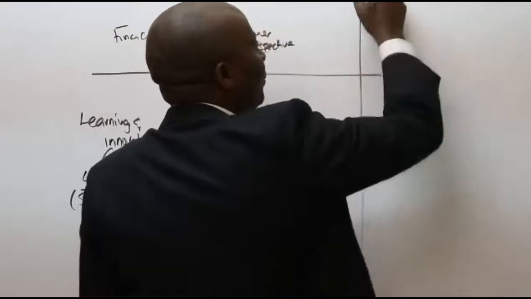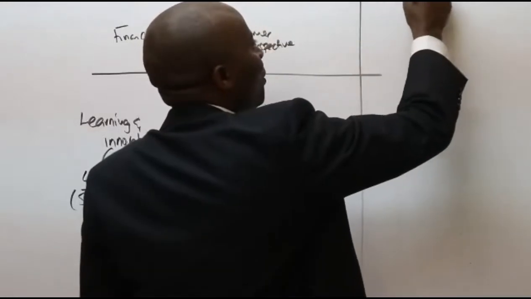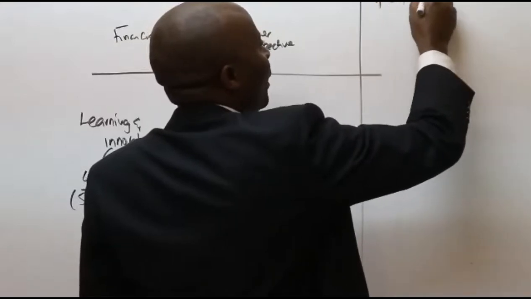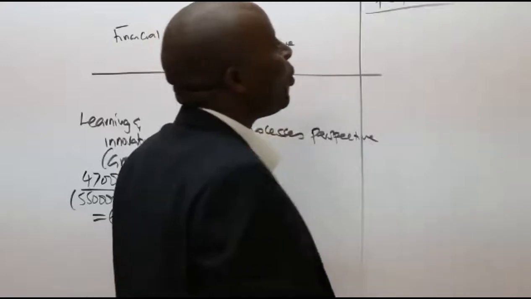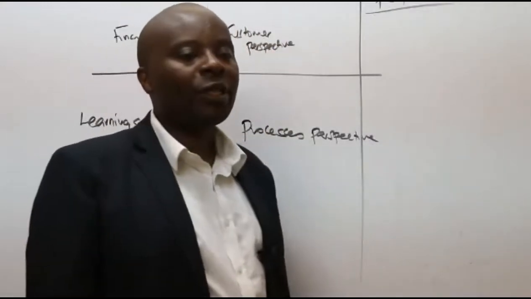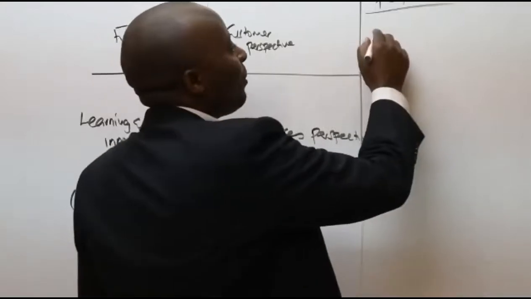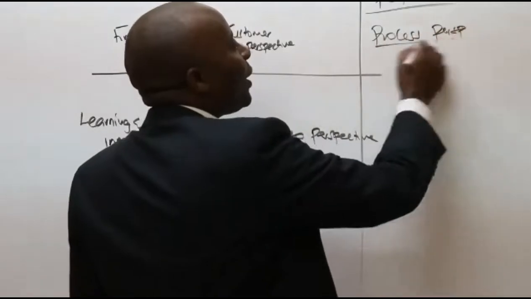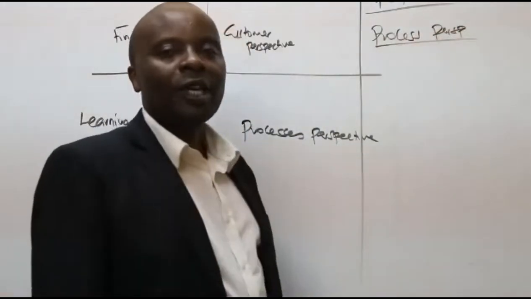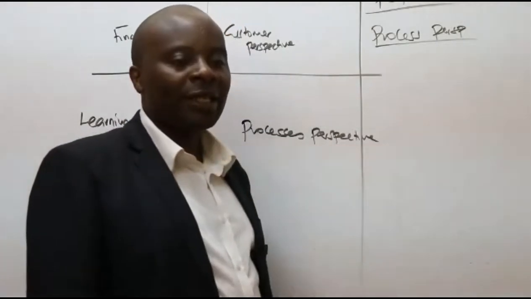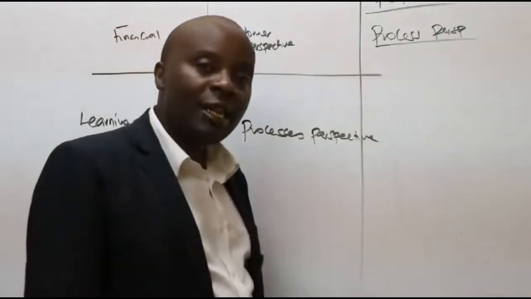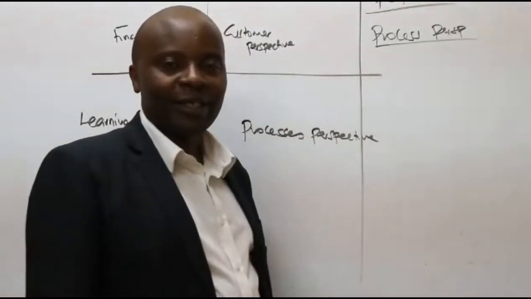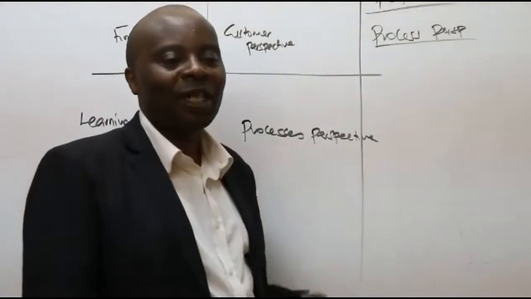Internal processes perspective. Very easy, really. Here, I would want to see whether I have improved in terms of what here? Efficiency. So it is the processes perspective, remember. So I would want to see whether I have improved in terms of efficiency. I can only say, ladies and gentlemen, that I've improved in terms of efficiency if, for example, my production cost is reducing.